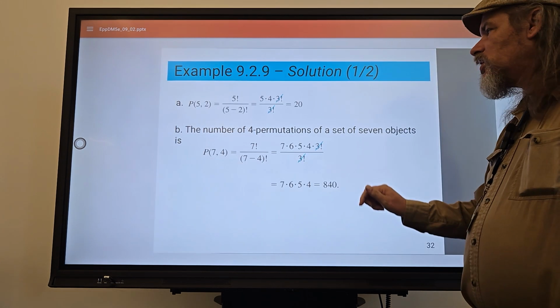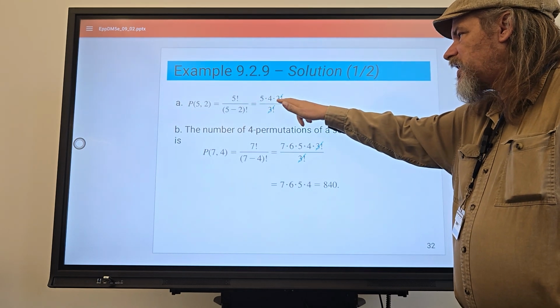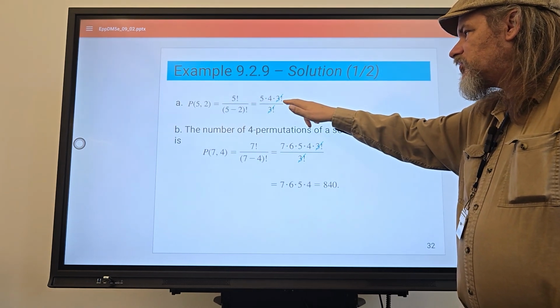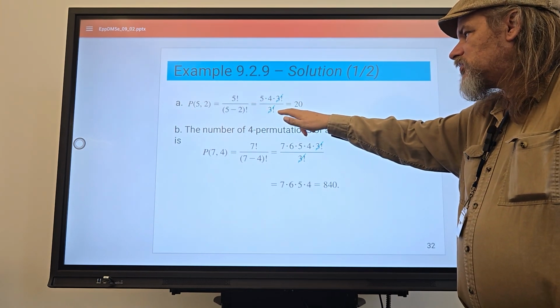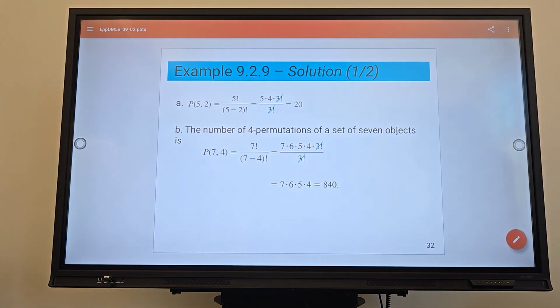Well, you can expand out the 5 factorial this way and cancel out the 3 factorial, and that leaves you with 5 times 4, which is 20 for P of 5 and 2.